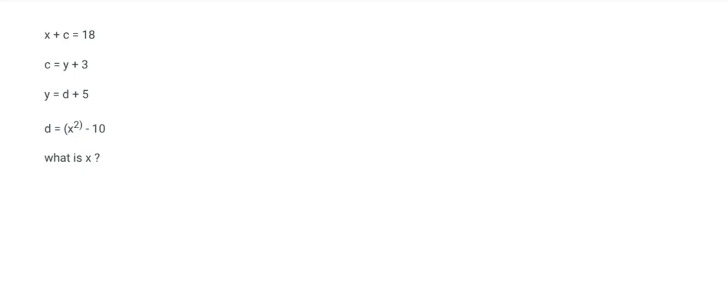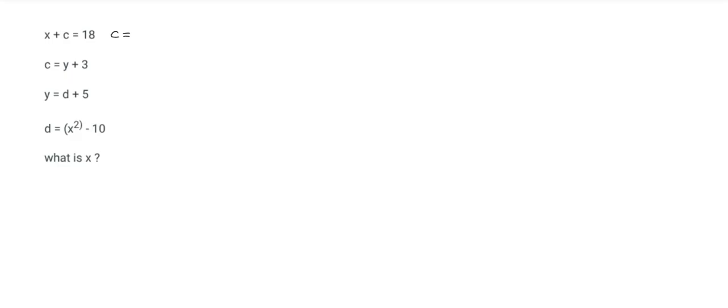So this is solving a common algebra problem where you're given the following question set information: x plus c is equal to 18, where c is equal to y plus 3, where y is equal to d plus 5, and d is equal to x squared minus 10. So the first step is to organize and solve for relevant information.